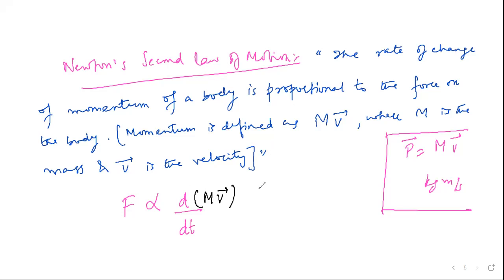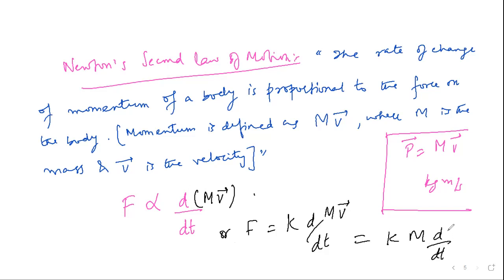So we write F is equal to K times d by dt of mv, where K is the constant of proportionality. Then we can write it as K m d by dt of v.